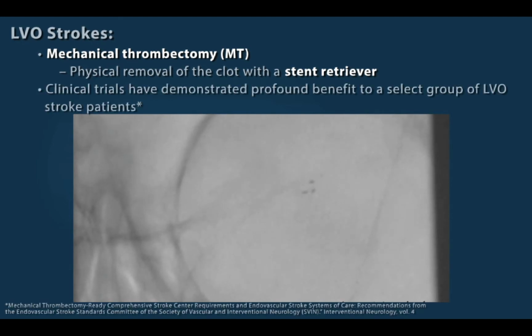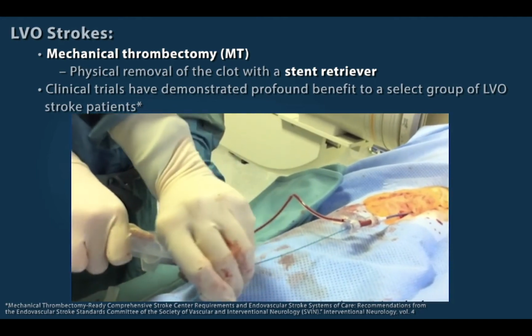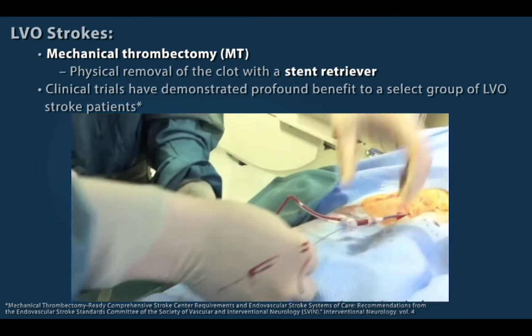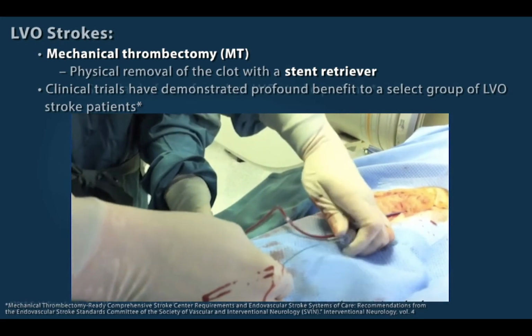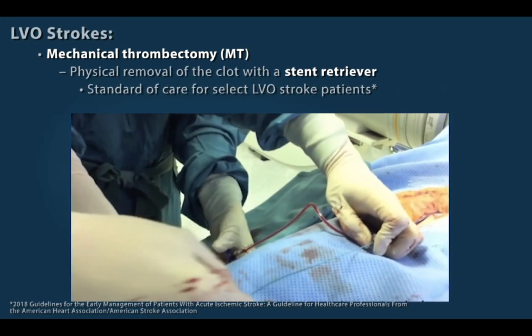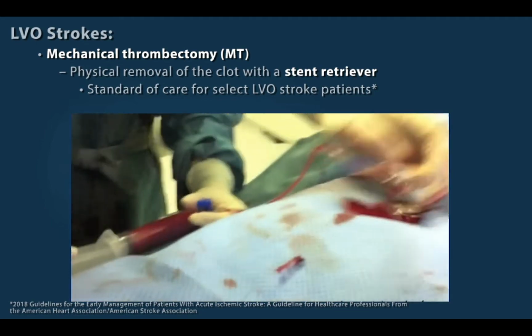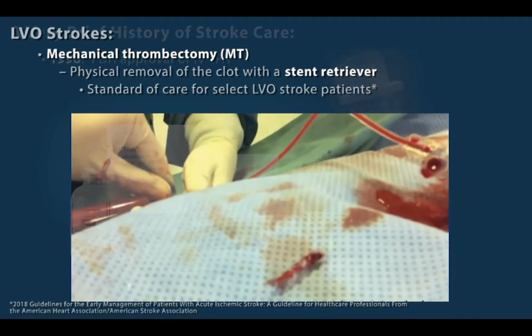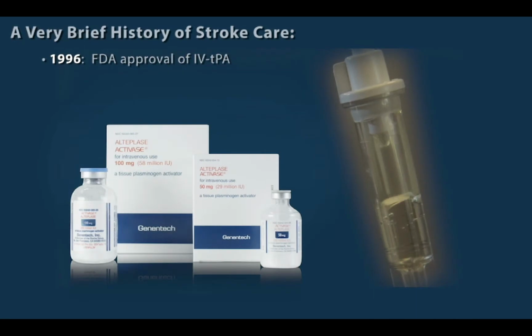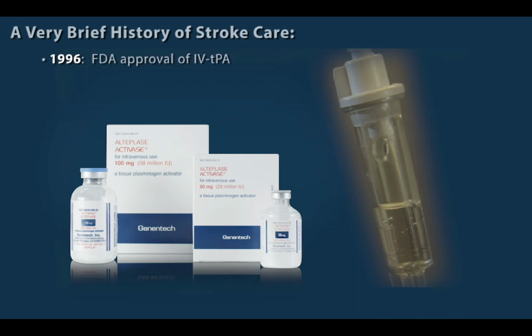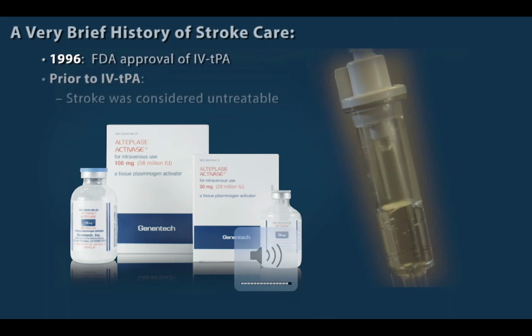Several randomized clinical trials conducted with mechanical thrombectomy have demonstrated profound benefit to a select group of LVO stroke patients. These trials have established mechanical thrombectomy as the clear standard of care for LVO stroke patients that meet criteria. To understand the implications of these recent discoveries for EMS providers, it's helpful to recall how IV-TPA approval by the FDA in the mid-1990s changed the way that we responded to stroke.